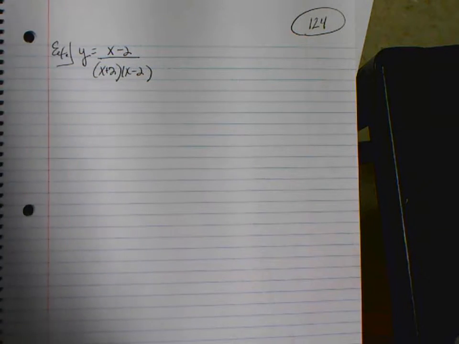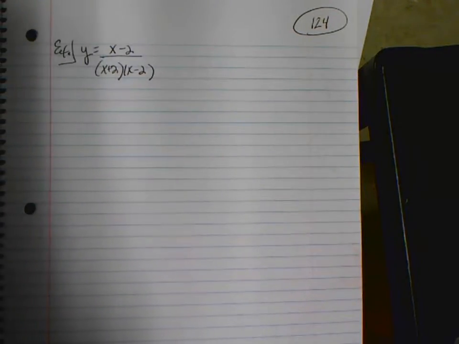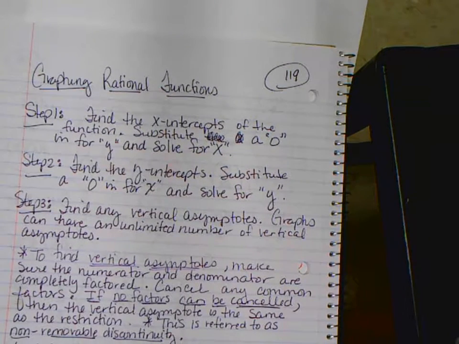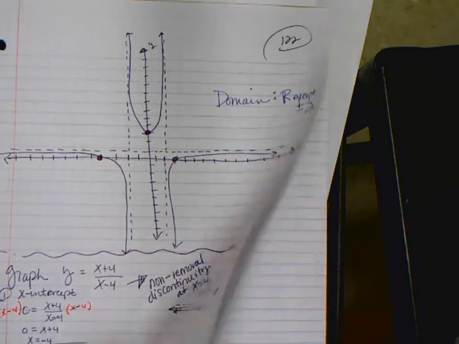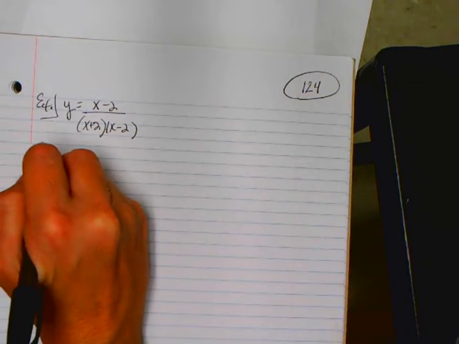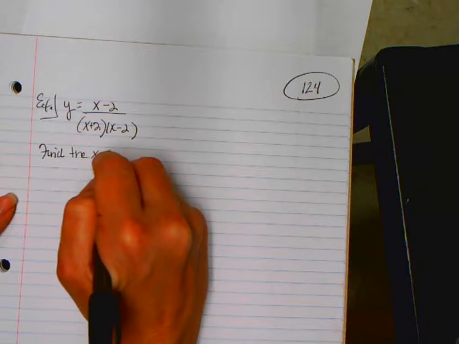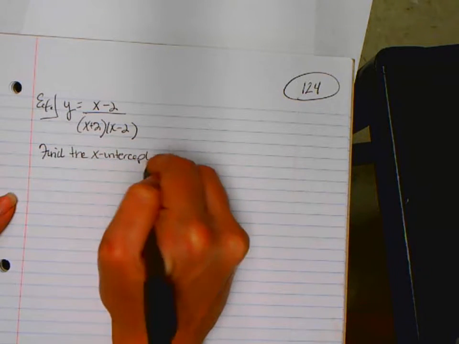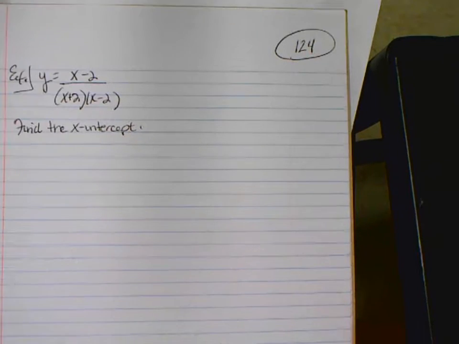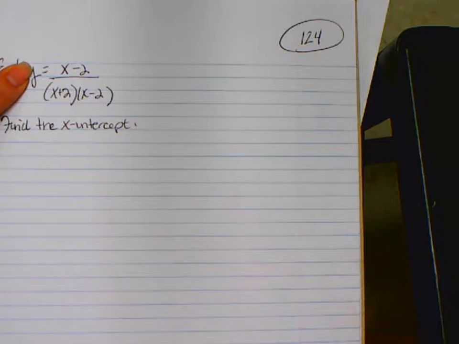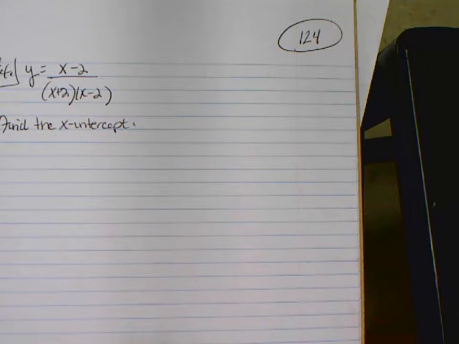So if you recall, on page 119, step 1, find the x-intercepts of the function. Substitute a 0 in for y and solve for x. Okay? Lost my spot. So we're going to find the x-intercept. So if you want to know what x is equal to, plug in a 0 for y, and then the only variable you'll have is x, so then you just solve for x.